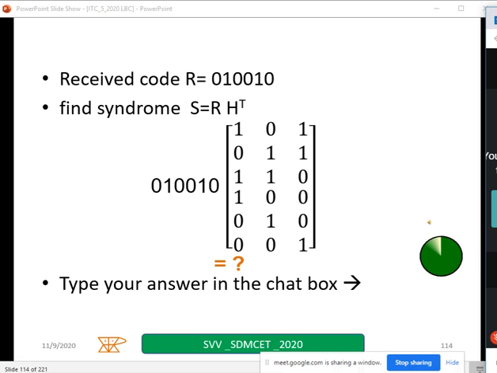Suhasini Mishrikoti, Shilpa Samrani has typed 000. I didn't understand, Shilpa. You should get only one syndrome, but you have typed 3. You might have taken 3 different received code words. Let me show you the answer. Hope all of you are getting the same answer, 001. I'll wait for another few seconds. I want others to type your answer. Okay, I'll show you the answer.